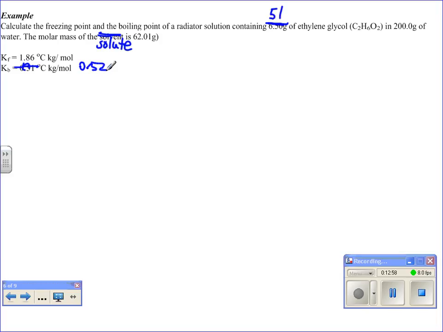So we need the molality of the solution. The molality is going to be the moles divided by the kilograms of solvent. So the moles we have by taking 51 divided by 62 is 0.822. The kilograms of solvent that we have is 0.2, so we've got 4.11 moles per kilogram, or molal.